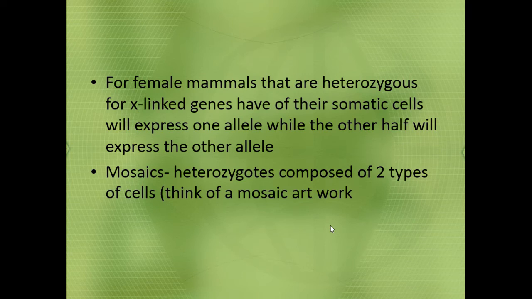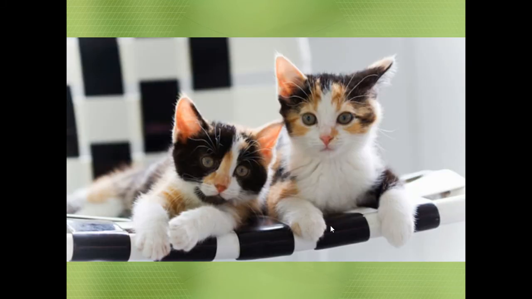Mosaics are heterozygotes composed of two types of cells. You want to think of a mosaic artwork. So here we have twin, yes, that's right, they are twin baby kitties. They are female kitties, and they look nothing really alike other than the fact that they have the same colors in them. But it's all about the X inactivation. So any place where the X is not working properly, they're actually white. Black and the orange color are going to be codominant traits.